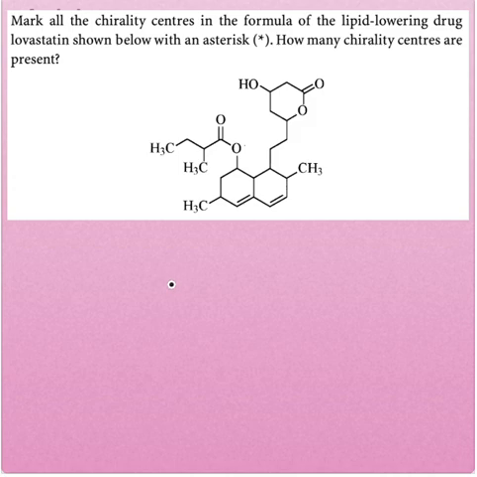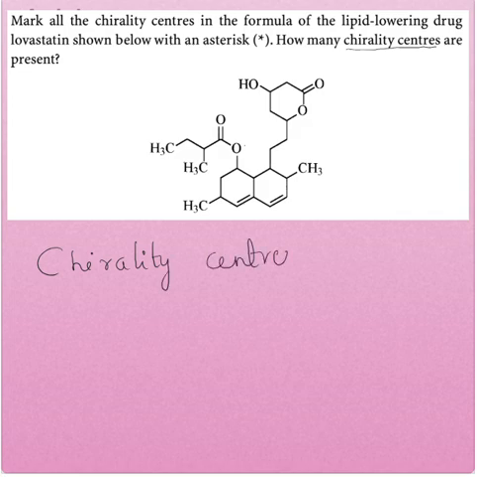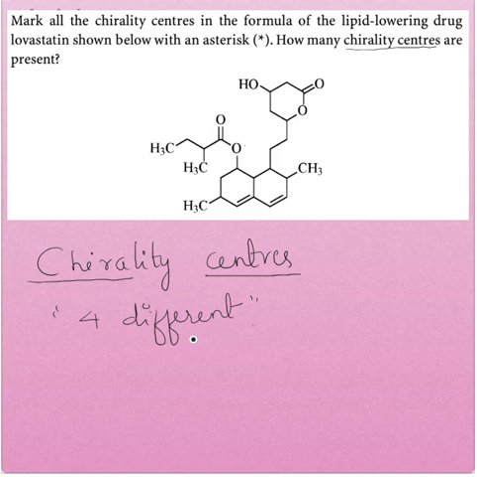In this video, I am going to teach you how to find out chirality centers for the given molecule. Before we get started, let me explain what chirality centers are. Chirality centers are the carbons that are attached to four different groups. What is so special about these chiral centers or chiral carbons? When a carbon is attached to four different groups, it becomes optically active.